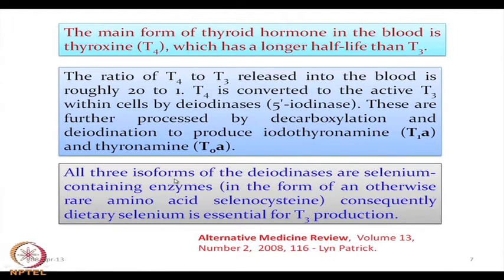So, there are 3 isoforms basically of deiodinases. These deiodinase molecules are enzymes, and we will introduce for the first time the selenium atom, which is important in biological reactions. So, like that, what we are seeing today is the reaction of iodine in biology.